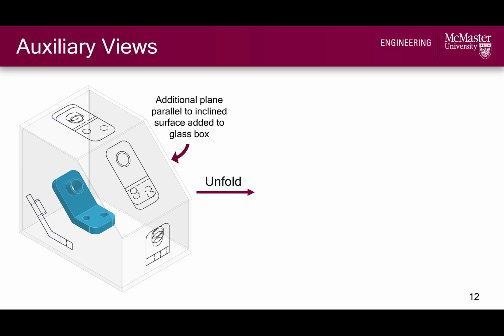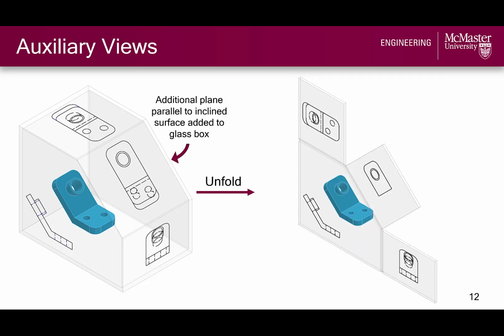Here's another look at the generation of a primary auxiliary view. As usual, the object with the inclined surface is placed inside a glass box. However, now we add an additional plane to our glass box that is parallel to the inclined surface. This object is projected onto all planes as seen before, but before we unfold the box, we have to choose which principal plane we want the auxiliary view to hinge off of.